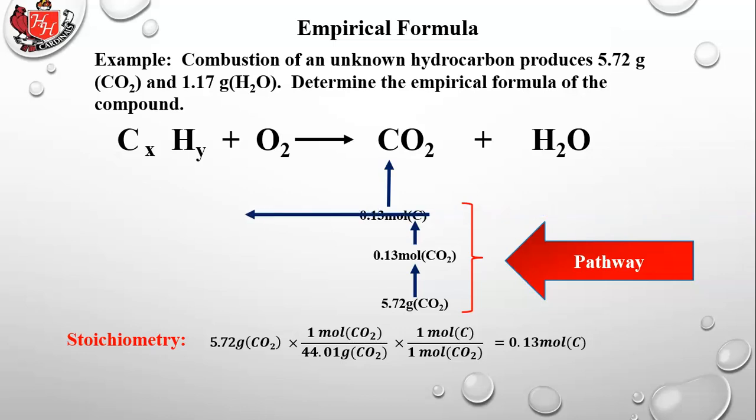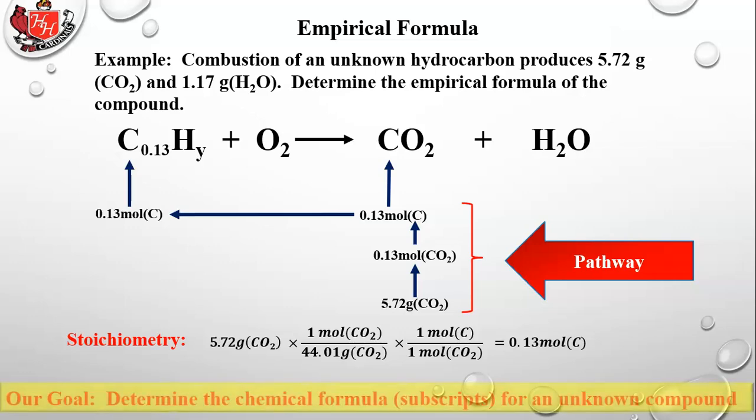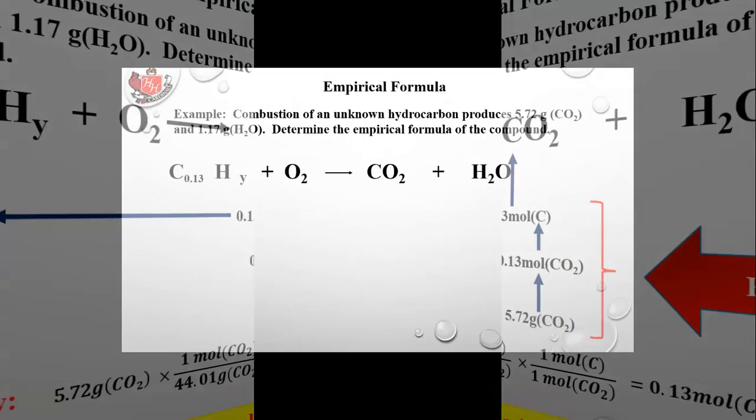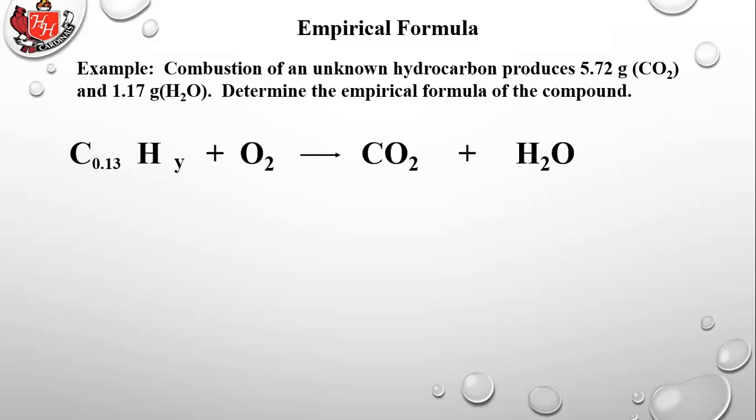Therefore, all of that carbon had to come from the same place. Therefore, that carbon, 0.13 moles, came from there. And so we can change that subscript X to that number, 0.13. So we figured out how many moles of carbon. Okay, now we're going to move on and do the moles of hydrogen.